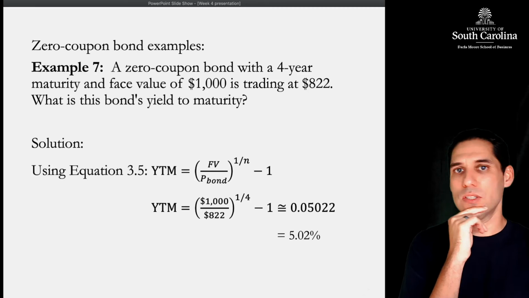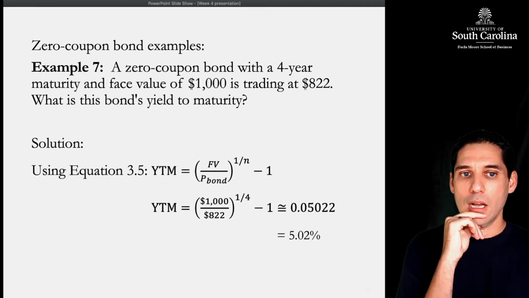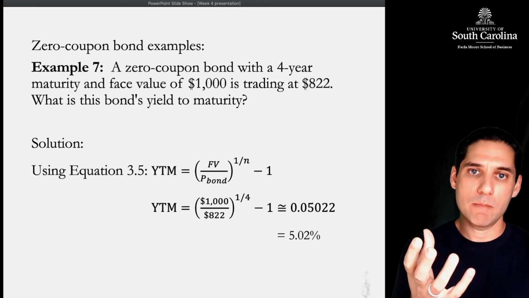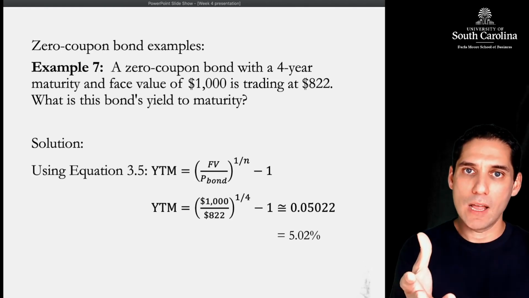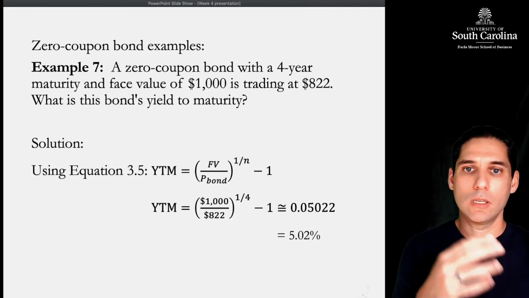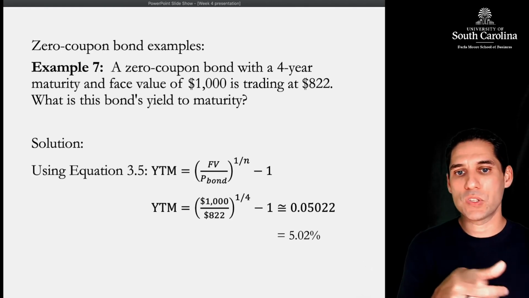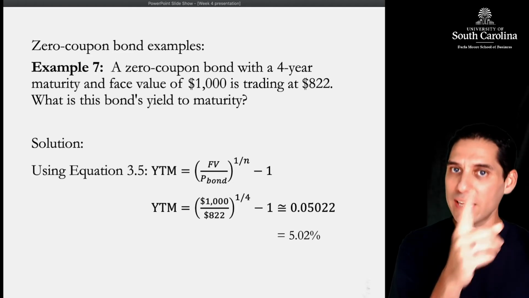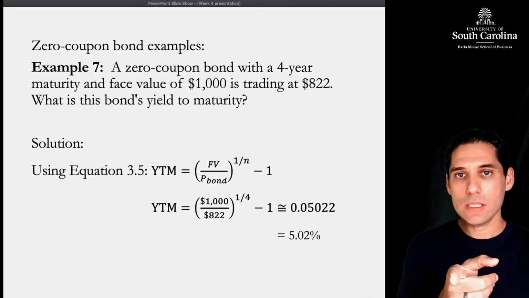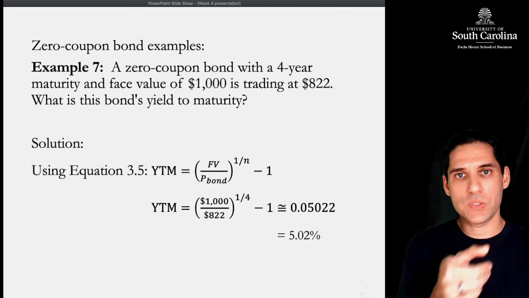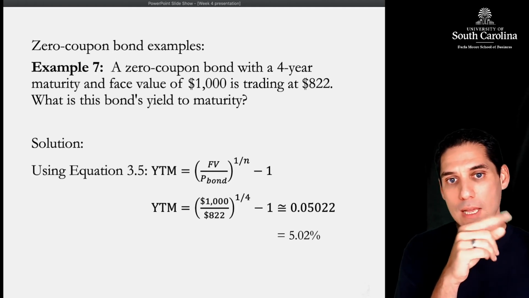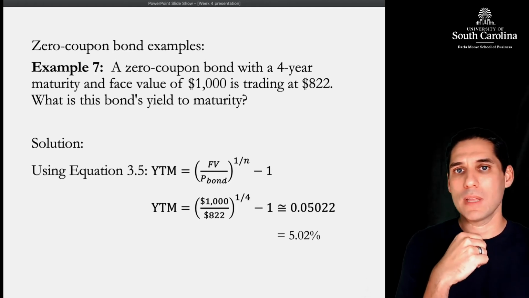Then you decide, is this worth it? Is this good enough? Will this compensate me enough for time value of money, opportunity cost, the riskiness? And then you decide. If you would need a higher yield than this, then you'll decide, no, it's not worth it. This bond is worth less than 822 to me, so I'm not gonna buy it.